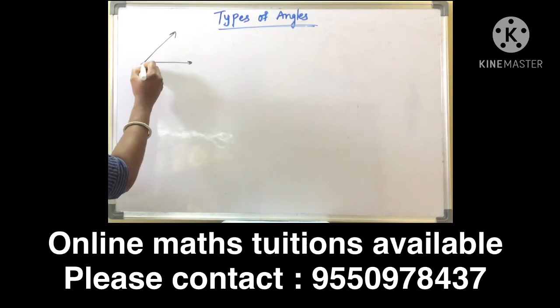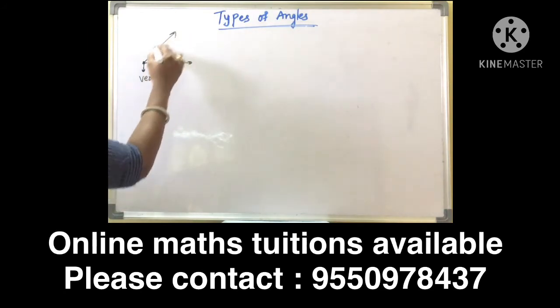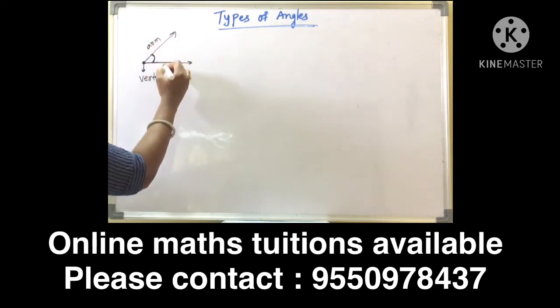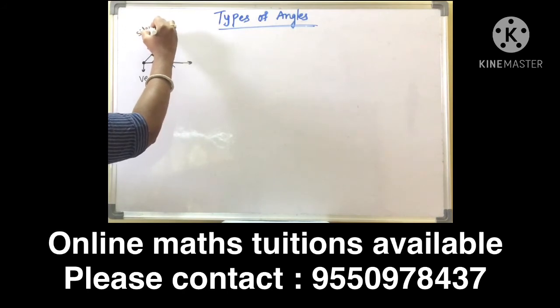Here, where is an angle formed? Here, the vertex. This is called the vertex. The common end point of the two rays is called the vertex. Here the angle is formed, and these two rays are nothing but arms or sides. We also say it as sides.